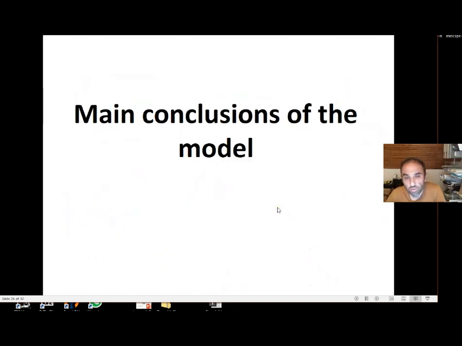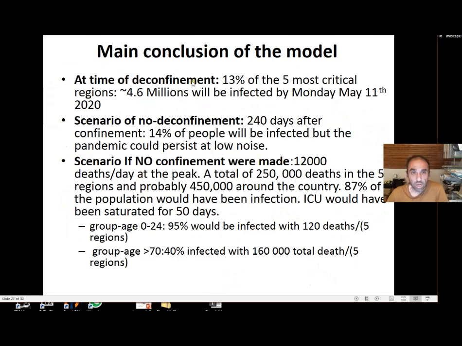So the main conclusion of the model: at the time of deconfinement, for the French population, 13% of the 5 most critical regions would be infected. And we use the ratio that I discussed at the beginning to estimate that this would correspond to 4.6 million people infected by Monday, May 11th.